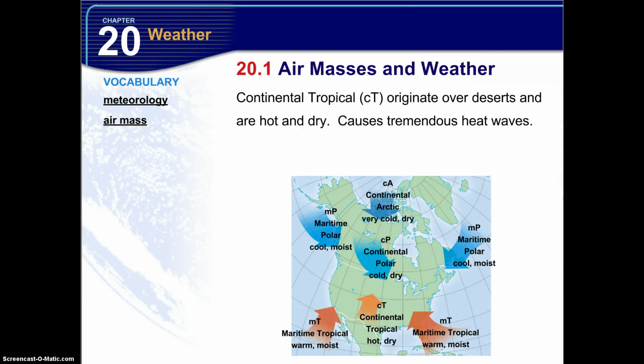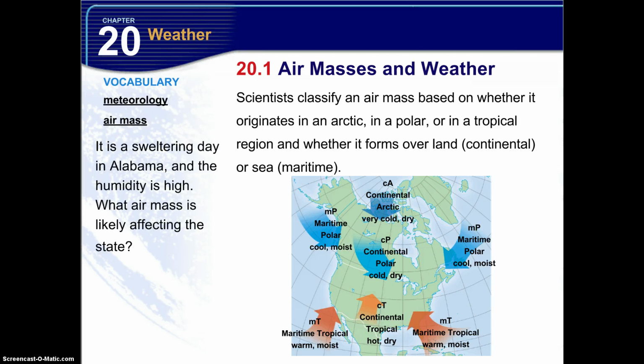Continental Tropical, CT, air masses originate over deserts and are hot and dry. They cause tremendous heat waves and droughts lasting possibly decades. Now, scientists classify air masses based on where they originate. We talked about that before.